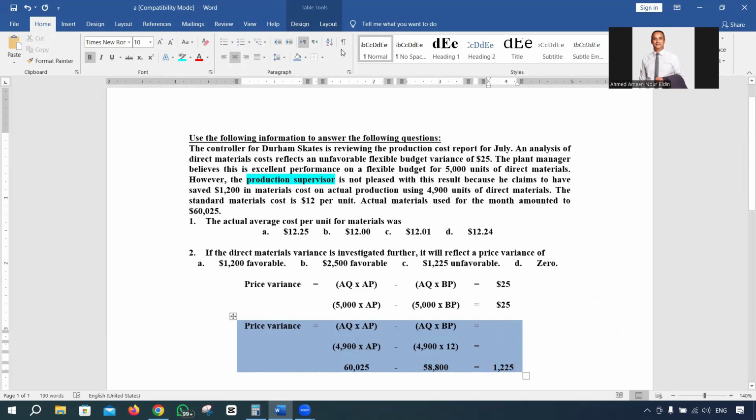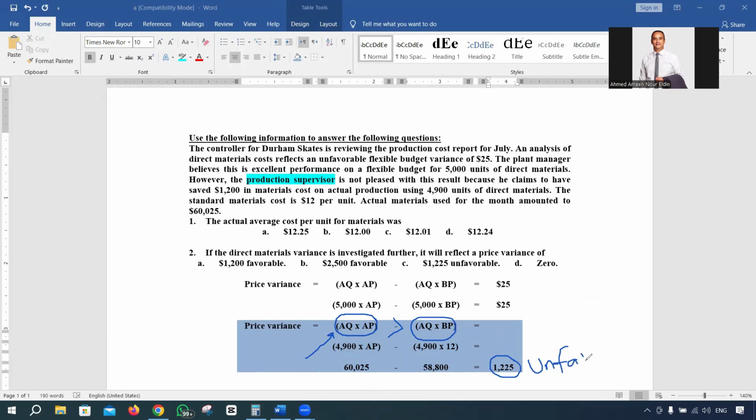1,225 has a positive sign, which means that the actual price paid is much greater than the budgeted one. So you have paid more than you budgeted for. You paid more, so this variance is an unfavorable variance, not a good variance.